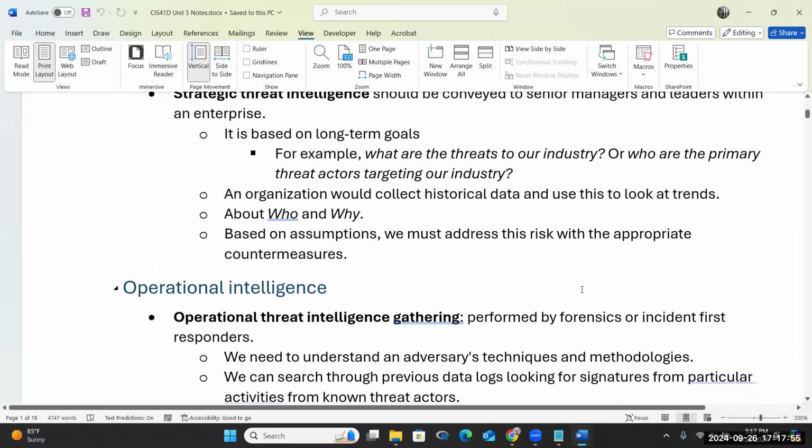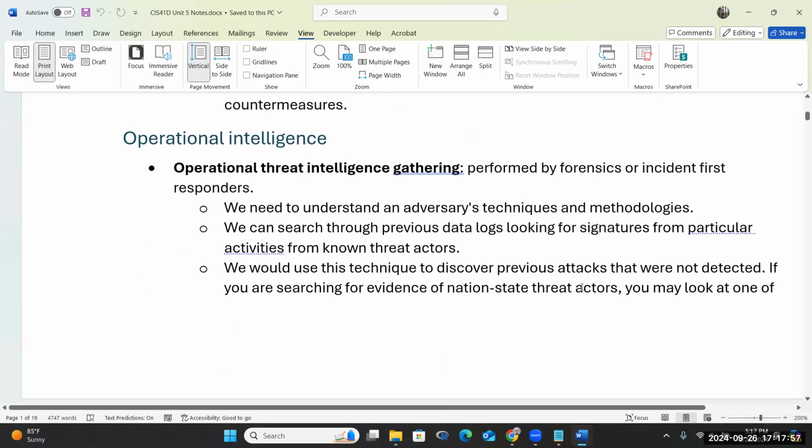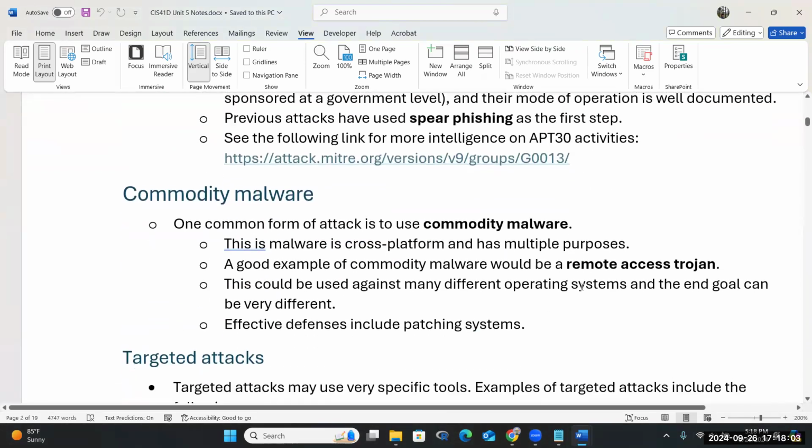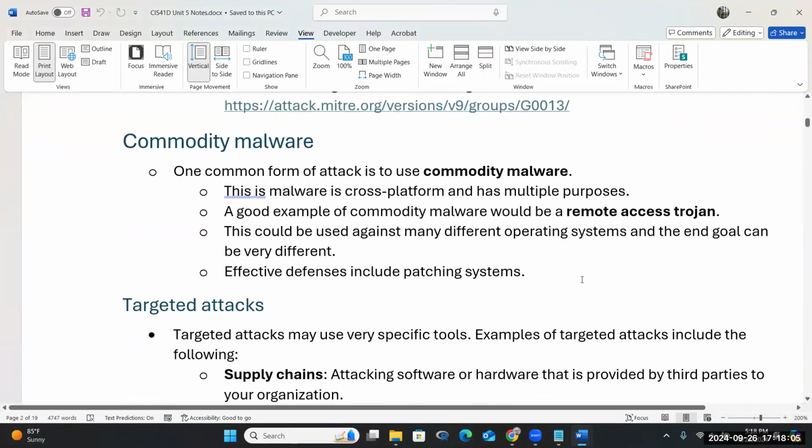So I condensed the answer and you can take a look at more details in the notes. Okay. And then there's a small section on commodity malware. This is more of a newer term that we see. So this type of malware is cross-platform, which means that it impacts Windows, iOS, Linux, all different systems. And it has multiple purposes.